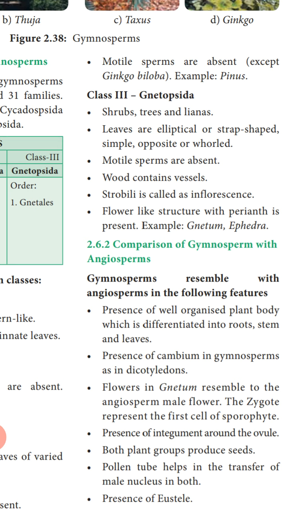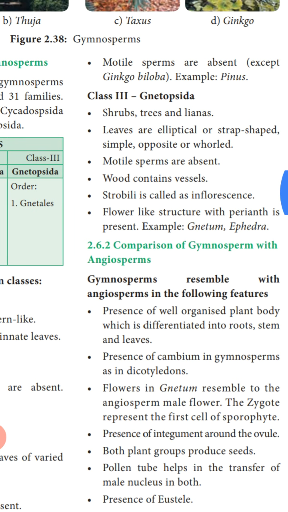In Gnetopsida, we have already studied Gnetum. They are the group of higher gymnosperms where vessels are present. Vessels are the conducting elements in the xylem. Next, strobili are called inflorescence. Here the strobili are the inflorescence, and we already studied that this represents the male flower.